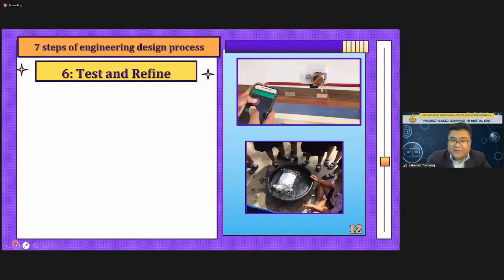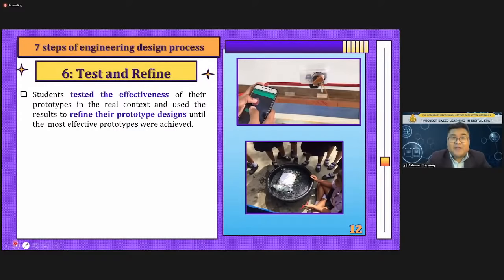Next, the sixth step is test and refine. Students test the effectiveness of their prototype in the real context and use the results to refine their prototype design until the most effective prototype is achieved.